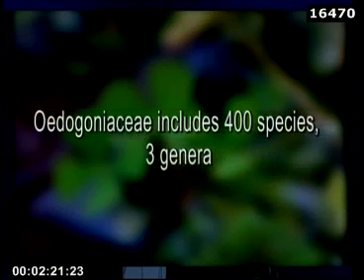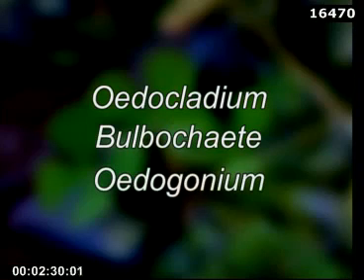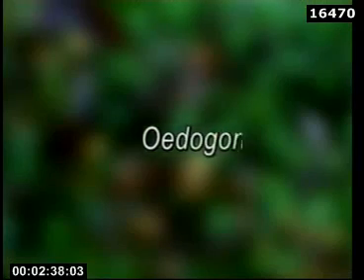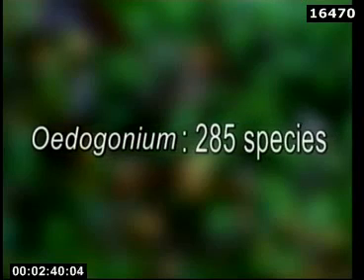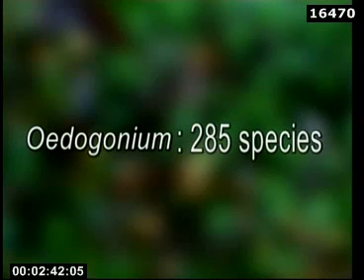The family comprises about 400 species and 3 genera. The 3 genera included in this family are Oedocladium, Bulbochaete and Oedogonium. Oedogonium alone possesses 285 species, that is why it is the type of the family.